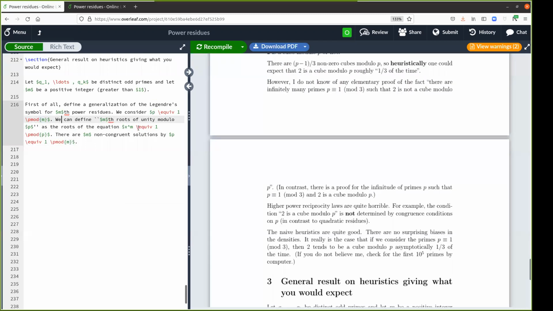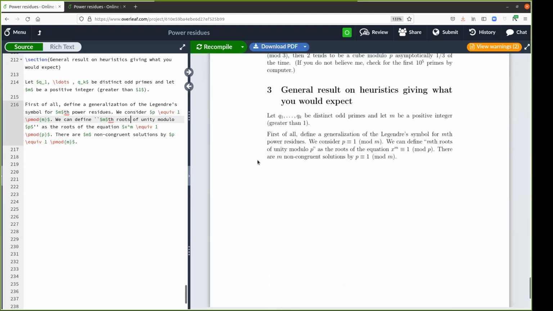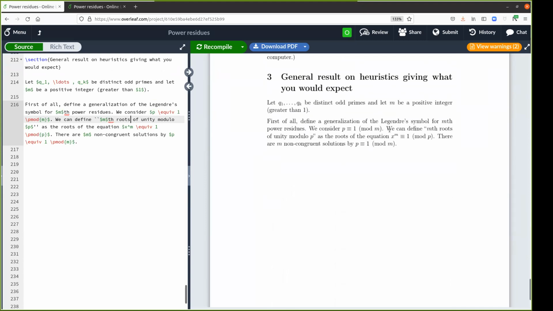So we define the mth roots of unity modulo p just by taking the solutions to the equation x to the m is 1 modulo p. So we know that there are m non-congruent solutions by the condition p equals 1 modulo m. For a proof, just take a primitive root modulo p.